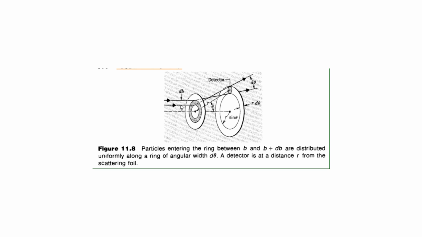Now let us consider particles falling onto the target with impact parameters b as well as b plus db. So you can just imagine this is your target nucleus, with impact parameter b, meaning it's a beam of particles coming in. So you can just imagine everywhere there will be particles.